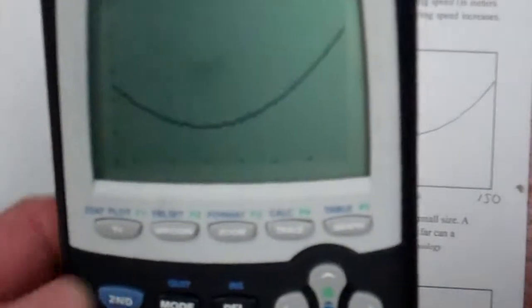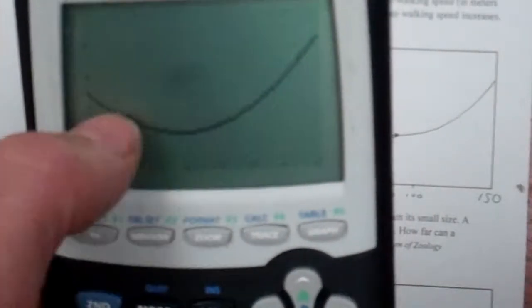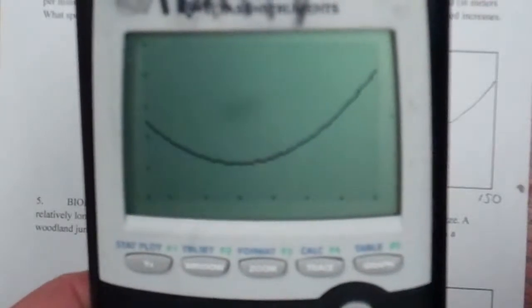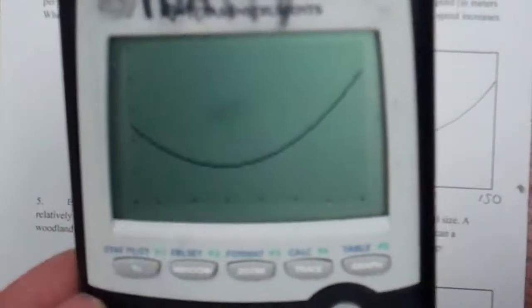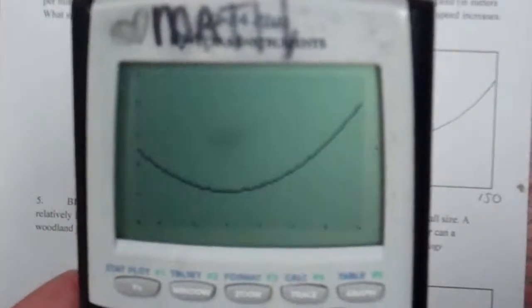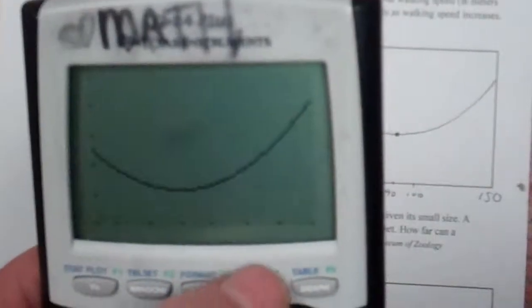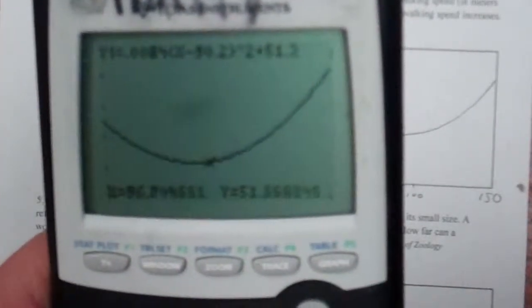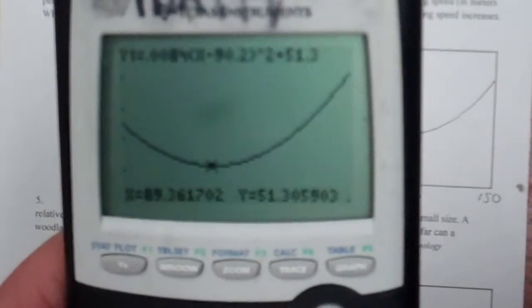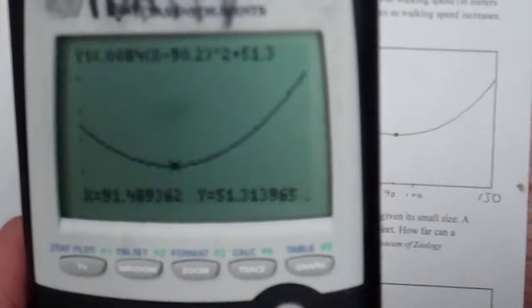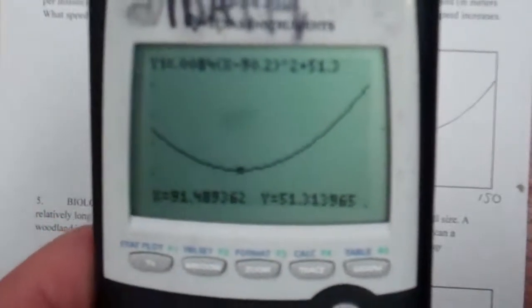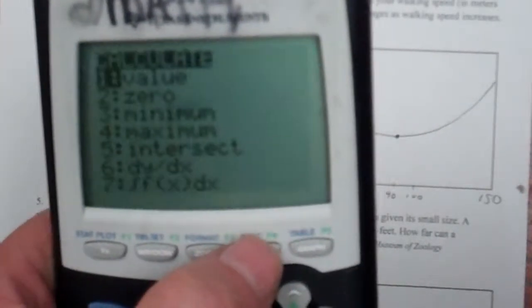But I want to show you how to find that lowest point pretending we did not know what it was because we were not given this equation in vertex form. So this will help you on the front page. To find that lowest point, I could just trace. When in doubt, trace it out. That's a pretty good guess, right about there. But we can find it exactly by going to second, calc menu.